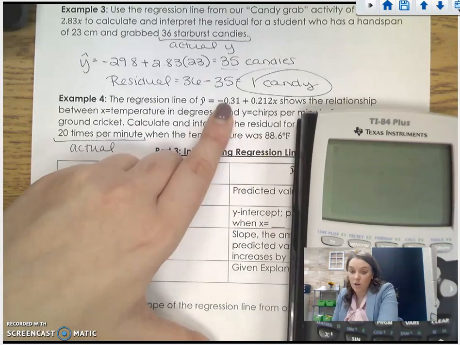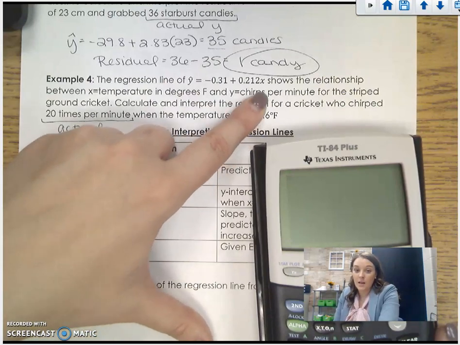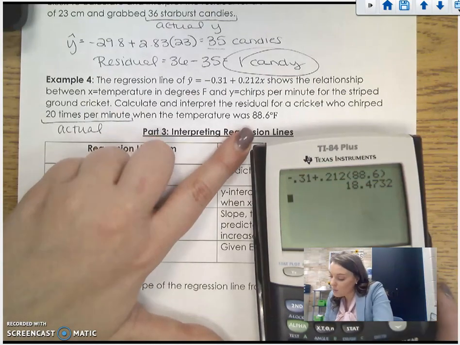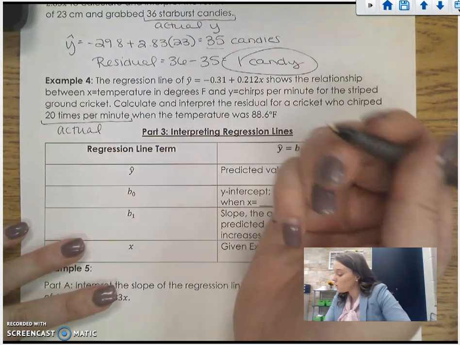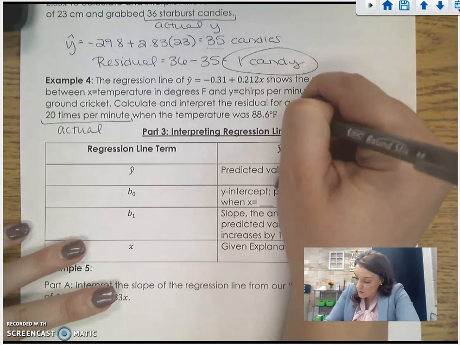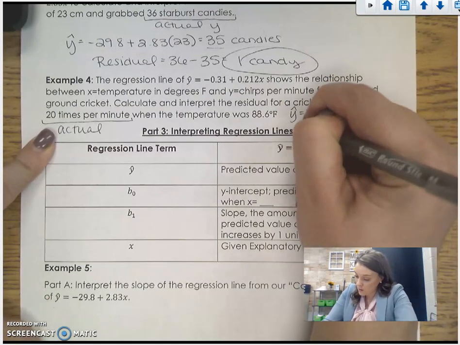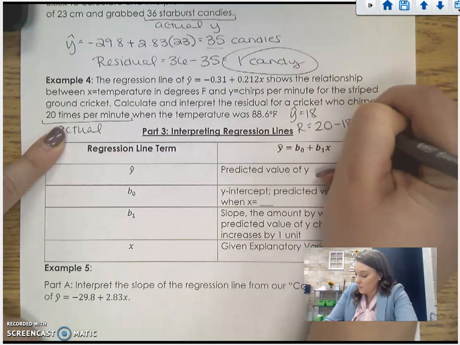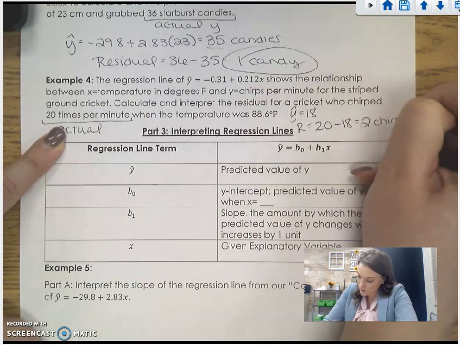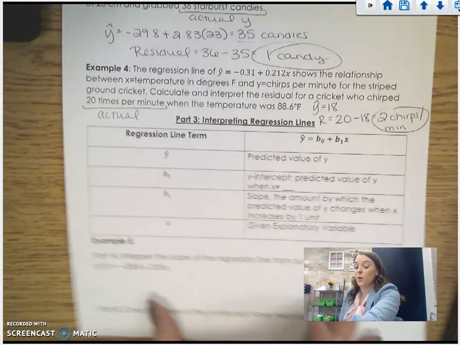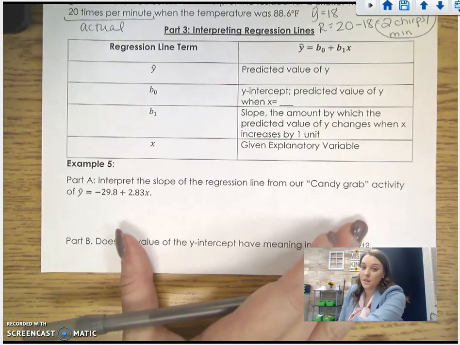So I'm going to use my regression line formula and plug in 88.6 for x. So negative 0.31 plus 0.212 times 88.6, and I get 18.4. So we'll just call that 18. So y hat equals 18. So the residual equals 20 minus 18, which equals 2 chirps per minute. So the residual tells you the difference between what actually happened and what your regression line predicted to happen.